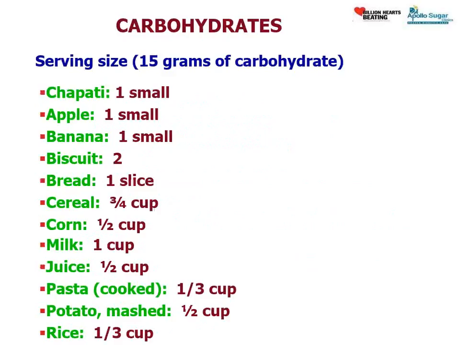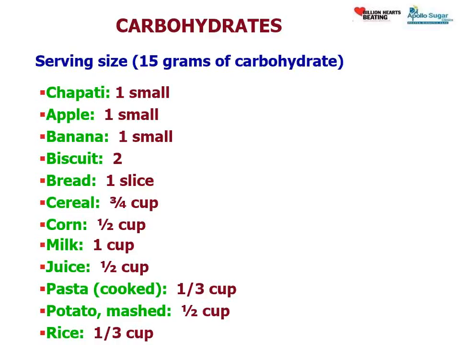This is a typical 15-gram carbohydrate exchange. So one small chapati is 15 grams of carbohydrate. One small apple is again 15 grams of carbohydrate. One small banana, though it is very difficult to find nowadays. If you go to the South India side, then only you will get bananas, which is in general called keli. That small size banana is 15 grams of carbohydrate. 2 biscuits, which are multigrain and sugar-free. Bread, 1 slice of bread.